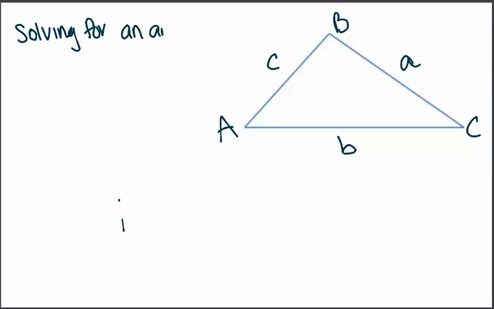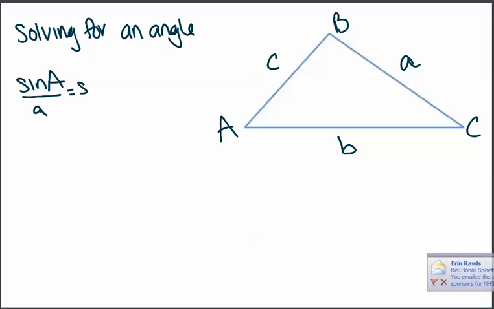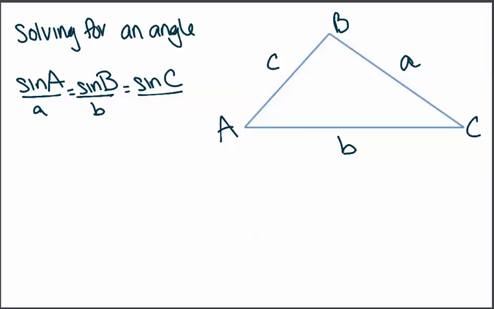you're going to set it up in this way. You're going to say sine of A over side A equals the sine of B over side B equals the sine of C over side C. So notice that when you're solving for an angle, you put the angles on top.